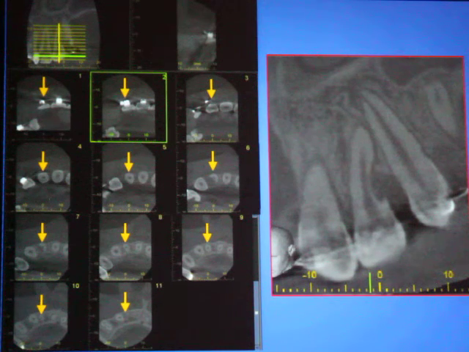The slices that you can see here, and I have just given you some examples, can be many slices. You can have a slice every 1 millimeter, you can have a slice every half a millimeter, you can have a slice every 0.125 millimeter. So you can see this tooth in different slices in very great detail.